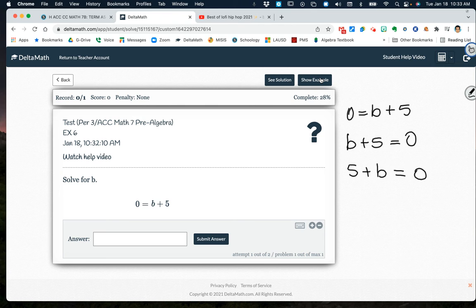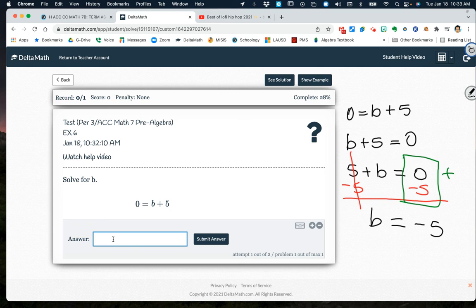How do I get rid of that 5 that's on the same side as the b? What do I do mathematically? Minus. And on the other side, where the 0 is, whatever you do to one side, you do to the other. So now, what's my final answer, guys? Negative 5. You combine these. Basically, you're adding these two numbers. When you add a 0 with a negative 5, you end up with negative 5. Okay, so negative 5 is an answer here.